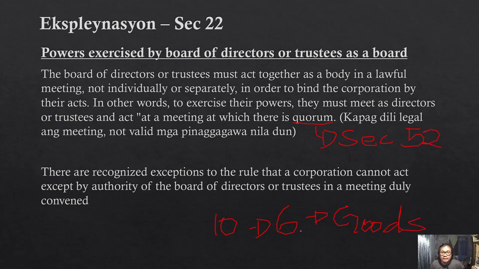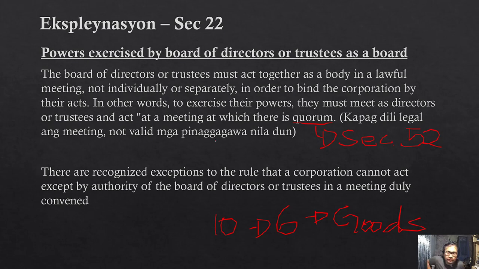Pero kapag hindi sila present or kung hindi nag-abot ng quorum, mga 5 lang sila, mga 4 lang, then kung ano man gawin nila sa meeting na yon, wala effect. Bakit? Hindi legal yung meeting eh. So kung hindi legal yung meeting, yung mga pinagagawa nyo doon, hindi valid. Tandaan nyo, yan yung quorum. Minimum required number of people in a meeting para yung meeting na yon maging valid, maging legal.